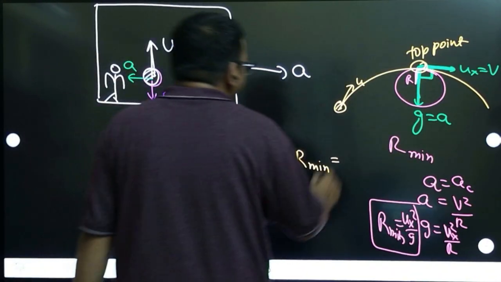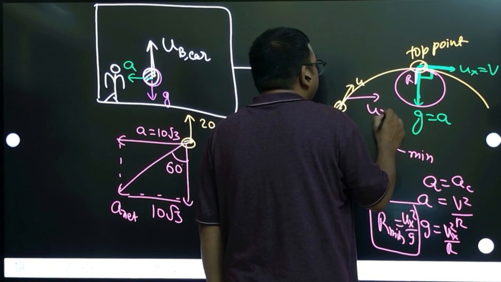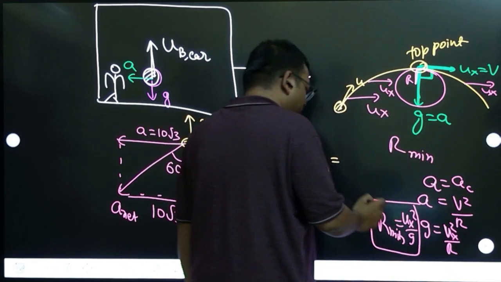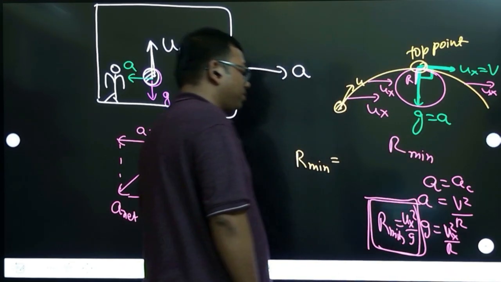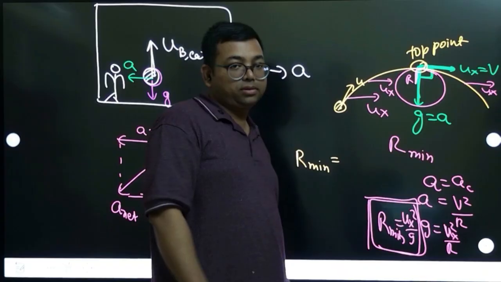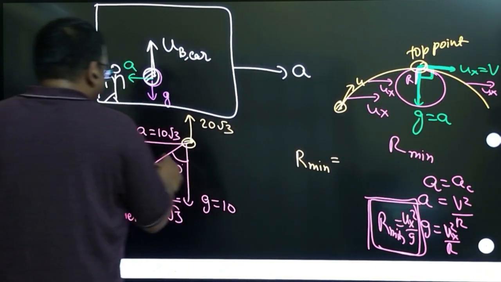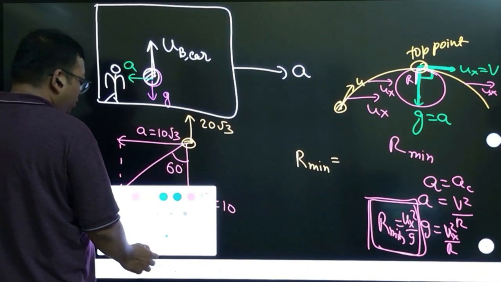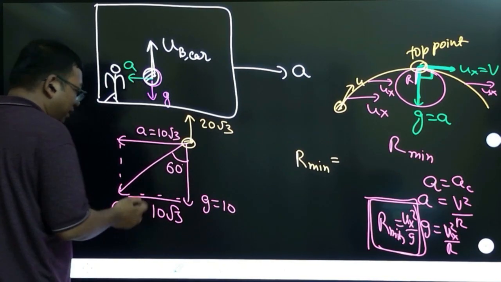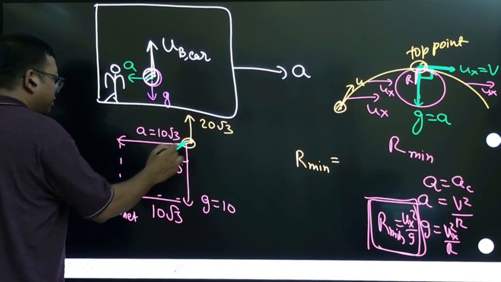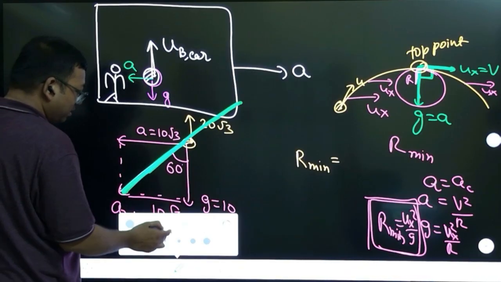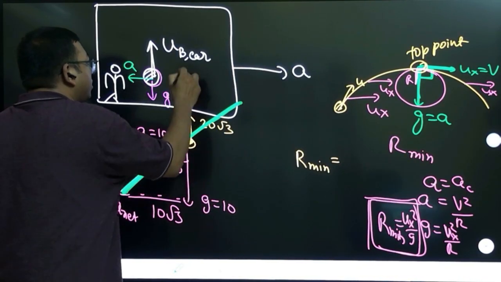Ux always remains constant. So you need to understand the minimum radius is ux square by g. What is ux? Ux is the velocity which is perpendicular to acceleration. So here you have to calculate the velocity which is perpendicular to acceleration. Which direction is the acceleration? Acceleration means net acceleration. Net acceleration is acting in this way, this is the direction of net acceleration, and right now velocity is in this direction.